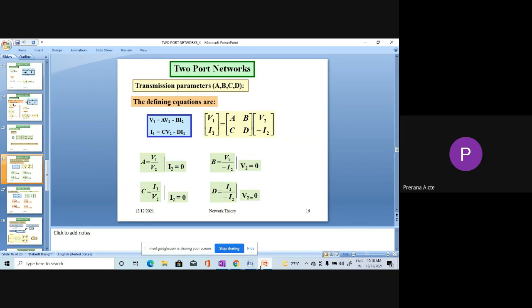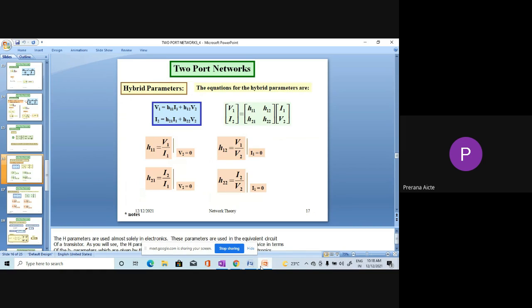Look at the A, B, C, D, and H parameters. In a very simple manner we can achieve these. So just look at the H parameters. H parameters are given by two fundamental equations. V1 is equal to H11 I1 plus H12 V2. I2 is equal to H21 I1 plus H22 V2. So in a matrix manner, we get the H parameters H11, H12, H21, H22 multiplied with I1, V2. So these are the H parameter equations.